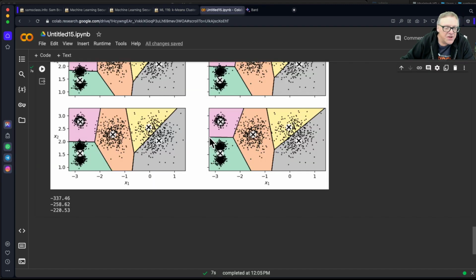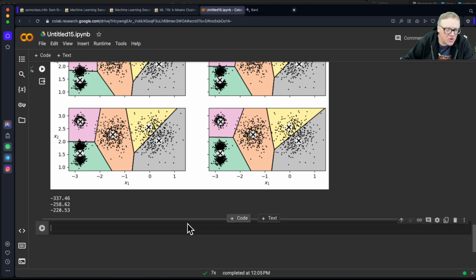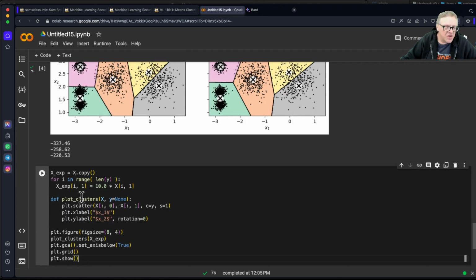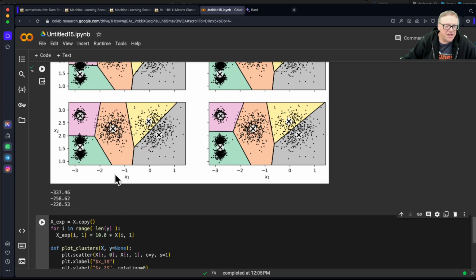So if I do this, the original data is in X, and now I'm going to create X expanded underscore exp, which is going to be multiplied by 10. So here, the x1 range is minus 1, 0, 1, and this is 1, 2, 3. So you see they're pretty much comparable. The whole scale here is about 2, and the whole scale here is about 4.